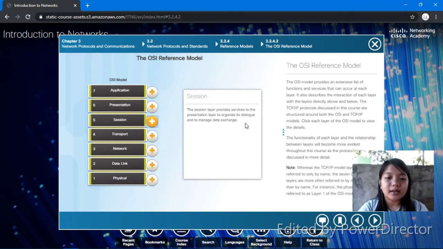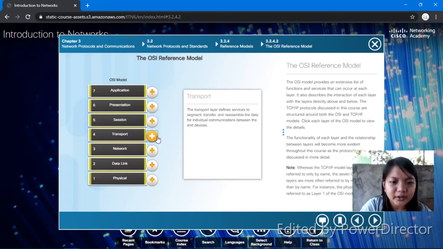The session layer provides services to the presentation layer and organizes its dialogue to manage data exchange. So for them to easily understand each other, the session organizes their dialogue. The transport layer provides services to segment, transfer, and reassemble the data for individual communication between the end devices.